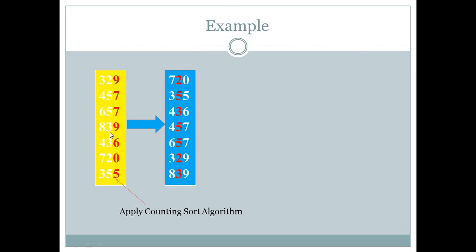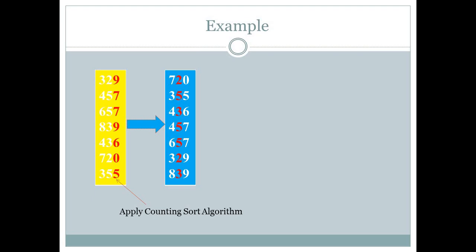You can see here our minimum number in this column is 0, so here 720. After it our least significant bit is 5, so here 355. After it 6, so here 436. After it we will have 7, so 457, after it this 7, so 657. After it we will have this 9, so 329 here. After it we will have our 839. So we will have this type of list after applying counting sort algorithm one time.